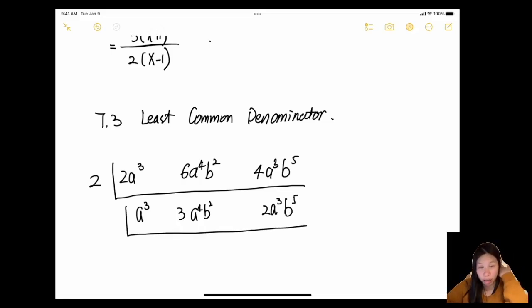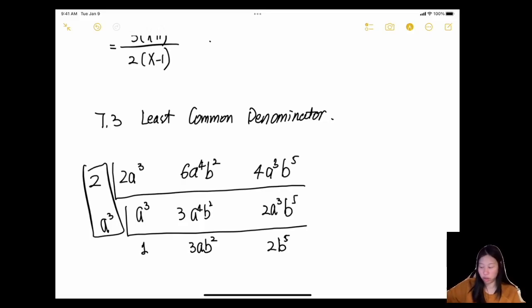They all have a, so you have a cubed, and then a to the 4th and a cubed. So they have 3 a's in common. After that, you have one a left, and then 3a b squared, and then 2 times a to the 3rd all gets factored out, so we only have b to the 5th left. So the common factor should be 2 times a to the 3rd.